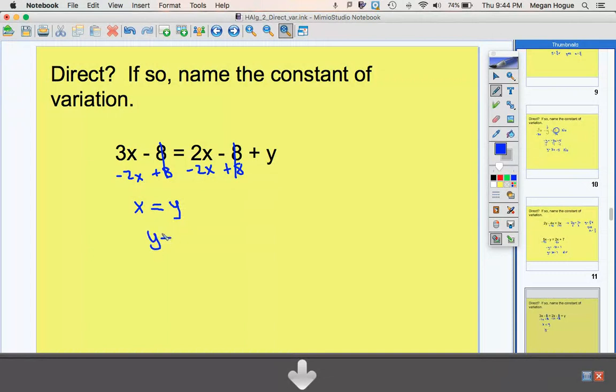This one is the one you have to be careful of. I saw that constant, that number by itself. So right off the bat, I was thinking, oh, it's going to be not direct. But since the 8's canceled, it was. What's the A? Oh, yeah. The A is 1.